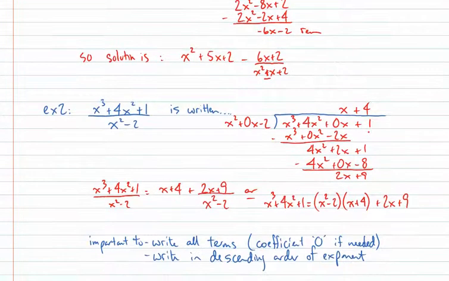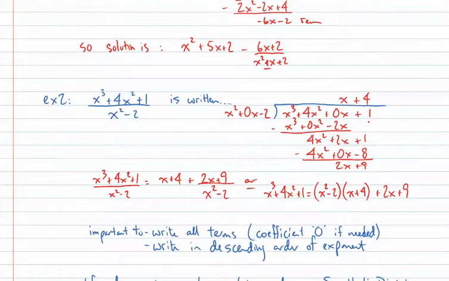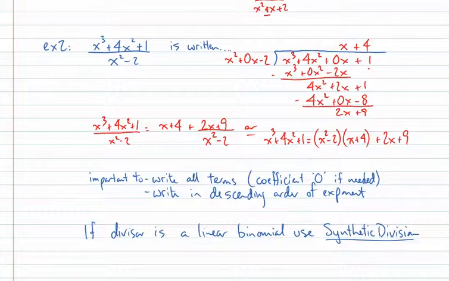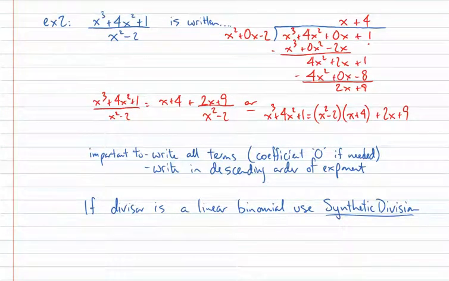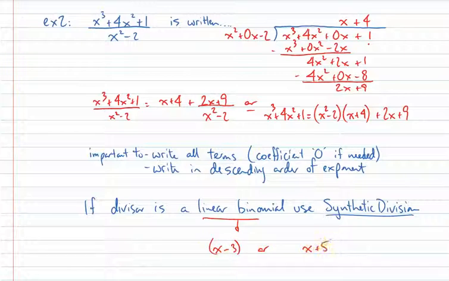All right. A couple of things to let you know about that I mentioned before, but I've written them here. It's important to write all terms. You use a coefficient 0 if needed, if a term is missing. It's important to write in descending order of exponent. Don't have squared, linear, then cubed, then a constant, or something like that. Now, if your divisor is a linear binomial, use synthetic division. A linear binomial looks like this: x minus 3, or x plus 5, or something like this. Synthetic division is covered in another video. Watch for that one. It follows based on the understanding of long division covered here.